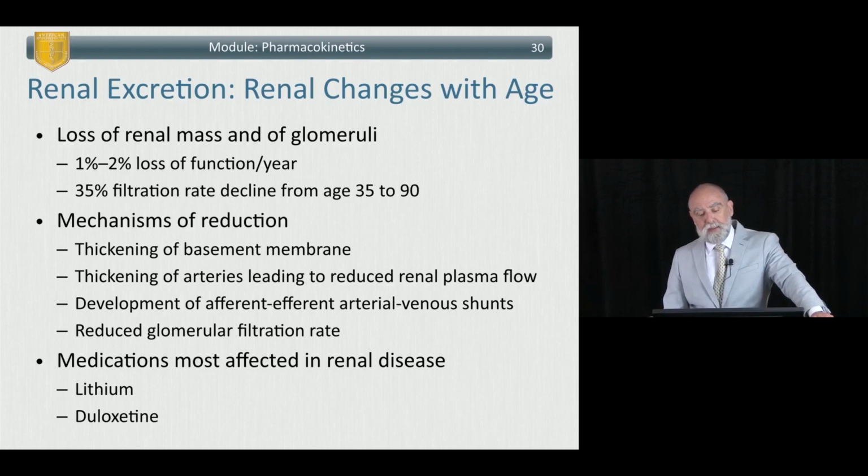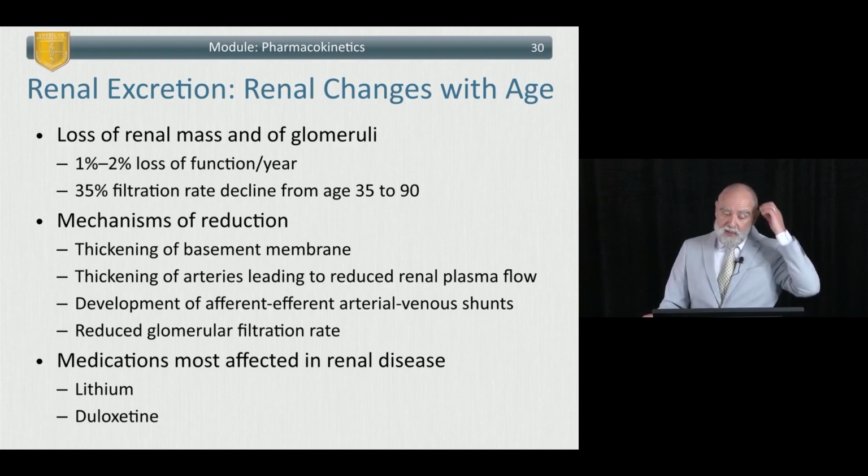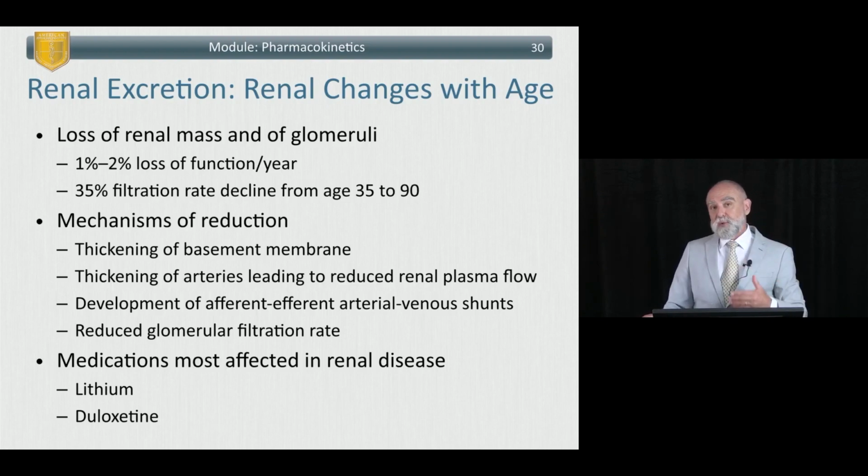Renal excretion changes with age. There's around 1 to 2% loss of glomerular function a year. The filtration rate declines by about 35% from middle age to old age. And not only are there changes directly in the kidney, there are changes in the afferent and arterial system, so there are changes in total perfusion through the kidney. And also there's development of efferent arterial venous shunts.